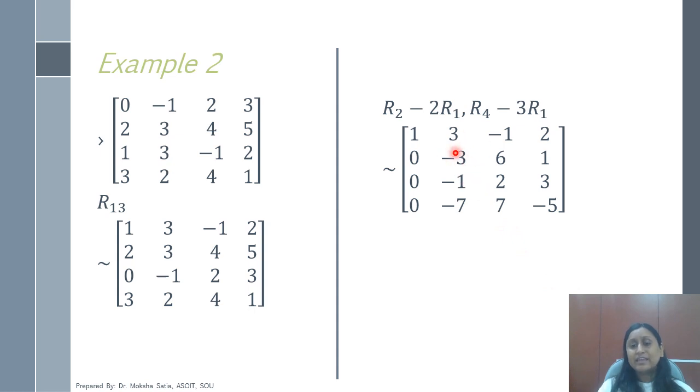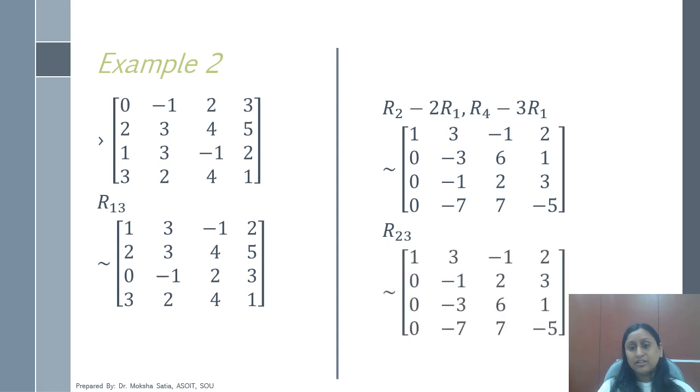Now we need a leading 1 over here. For this, either I can multiply the second row by minus 1 by 3, or I can interchange the second and third row and after interchanging, I can multiply the second row by minus 1. So I'll go with the second option. I will interchange the second and third row. After interchanging, I will have this resultant matrix.